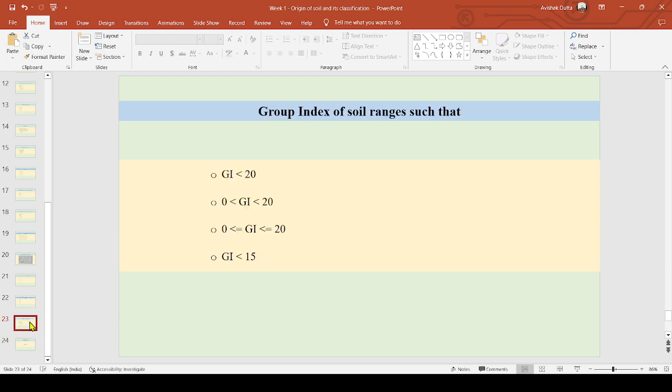Group index of soil ranges such that: group index will be always less than 20; group index will be between 0 and 20, excluding 0 and 20; group index will be between 0 and 20, including the values of 0 and 20; or group index will be always less than 15.